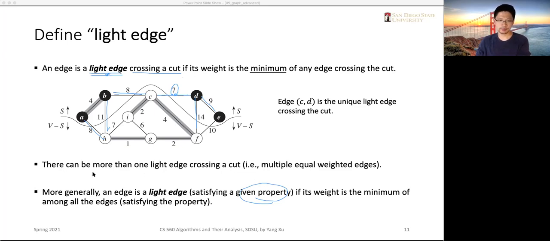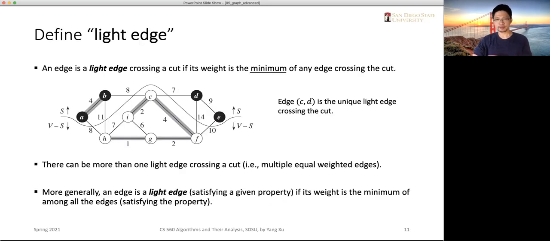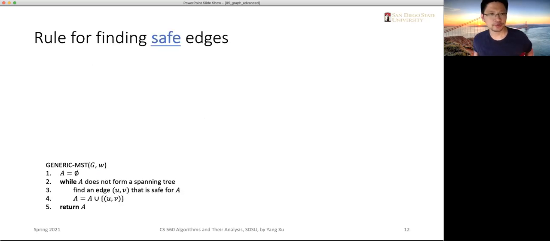Of course, there can be more than one light edge, and we can deal with multiple light edges with some strategies. We can either randomly pick one, or decide the order by some other rules. All right, so that is the light edge. I think these are all very straightforward definitions. So having all these concepts defined, cut, cross, respect, and light edge, with these four concepts defined, we can then go back to the generic method to define the so-called safe edge, okay?